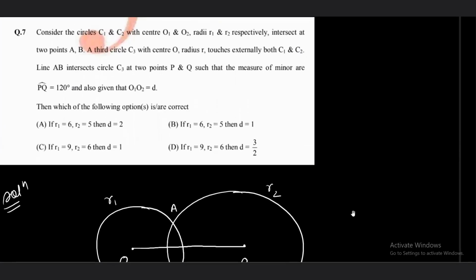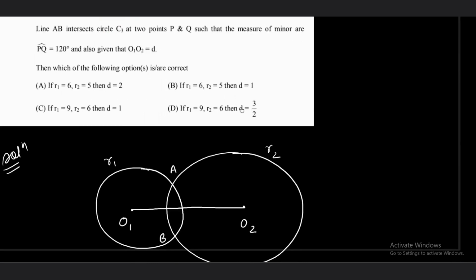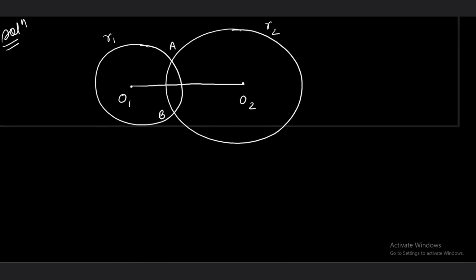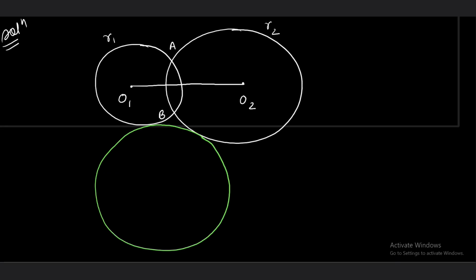Now what they are saying? A third circle C3 with center O and radius R touches externally both C1 and C2. So now I'm going to trace the third circle which touches these two circles externally. So here is the circle which touches the given two circles externally. ठीक है? तो ये externally touching circle हमने trace किया. Okay, इसका center और radius क्या लिखा हुआ है?